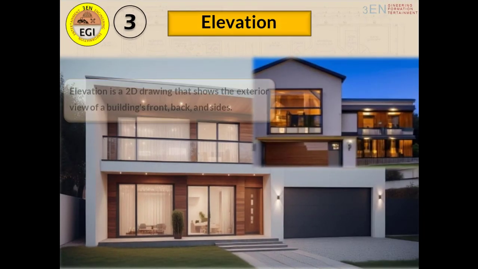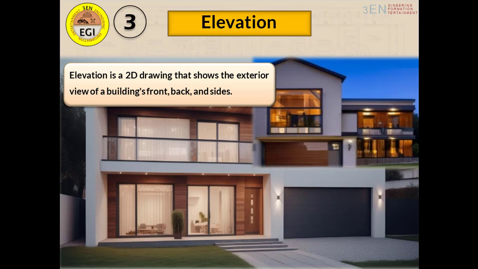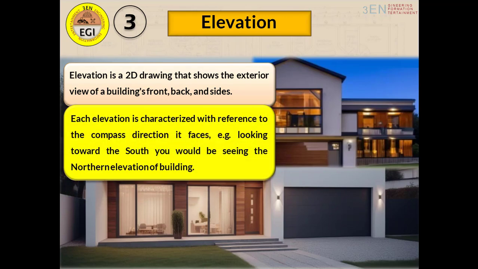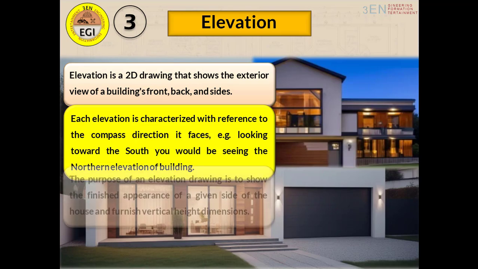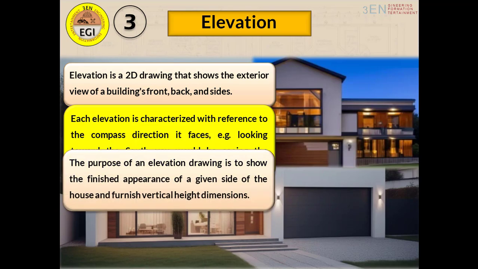Elevation. Elevation is a 2D drawing that shows the exterior view of a building's front, back, and sides. Each elevation is characterized with reference to the compass direction it faces. For example, looking toward the south, you would be seeing the northern elevation of the building. The purpose of an elevation drawing is to show the finished appearance of a given side of the house and furnish vertical height dimensions.